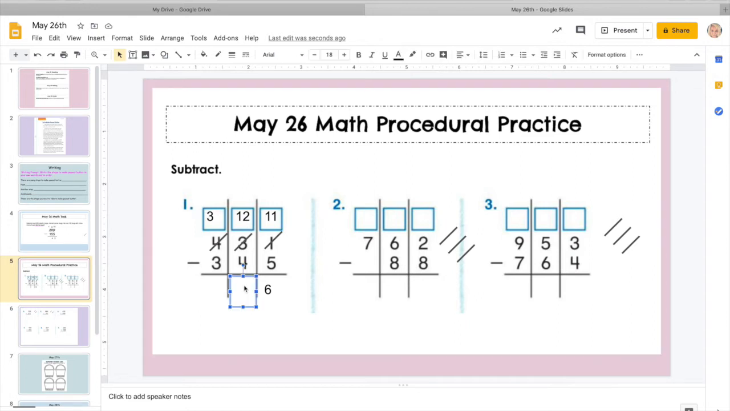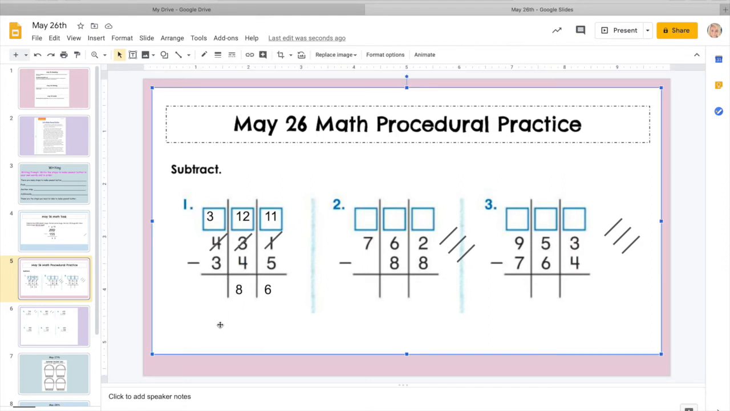You should have 8. And then our third and final step, we are moving on to the hundreds column, where if you have 3 of something and you take 3 away, you are left with nothing. We don't even need to put a 0 there because a 0 has no value. So we know the difference of 431 and 345 is 86. So let's go ahead and continue on with practice.